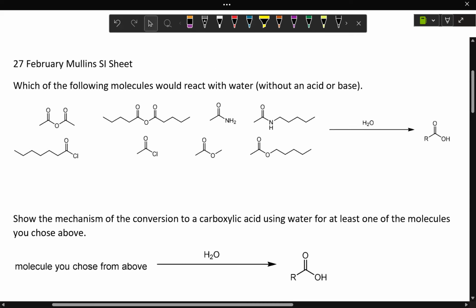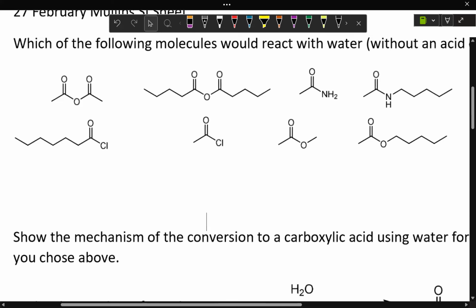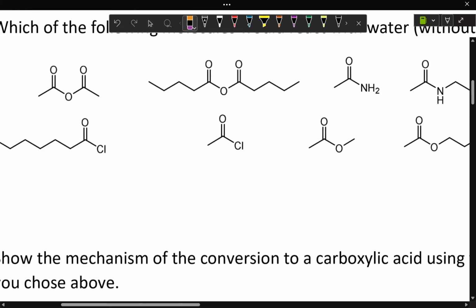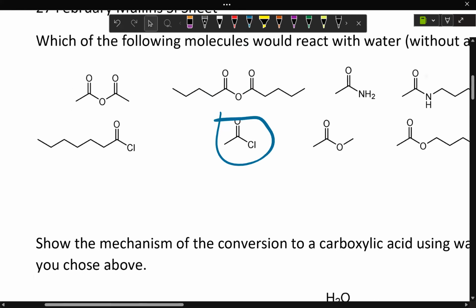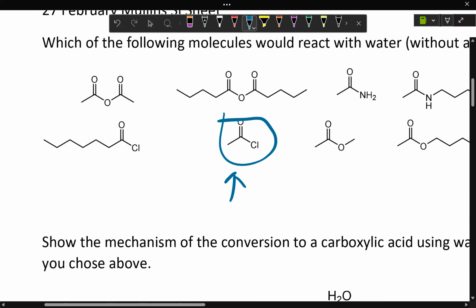But we're looking here at what's going to react with water. So acid chlorides are the most reactive. So acid chlorides are going to react with water, and the small one is going to react better with water than the long one because it'd be easier for water to surround this acid chloride chain.